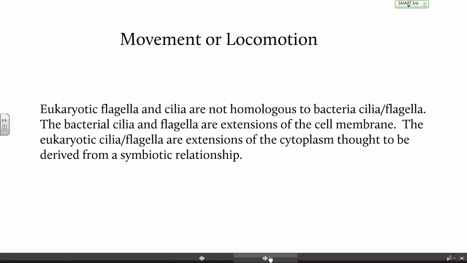It's a little bit different than the ones in bacteria and other prokaryotes, but remember that some scientists think that the flagella and the cilia might have originally been bacteria that were taken in by a eukaryotic cell and sort of taken in part of the way and used almost like a paddle.